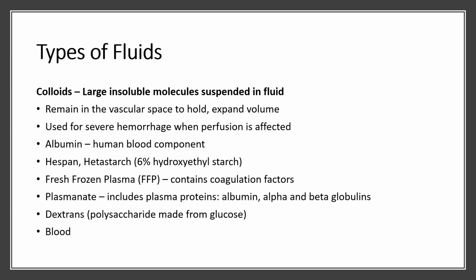These are used for severe hemorrhage when perfusion is affected. Albumin is a great example. Hespan, hetastarch, fresh frozen plasma, plasmanate, dextrans, and blood, of course, is probably the main colloid that we consider in hemorrhage.